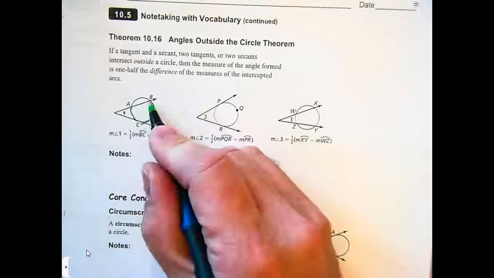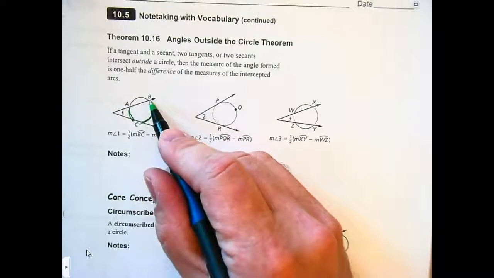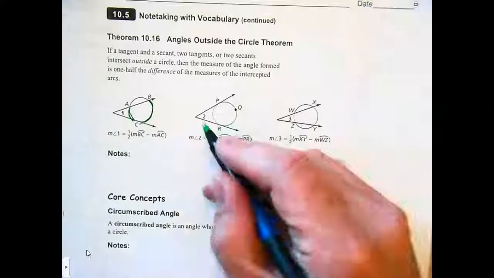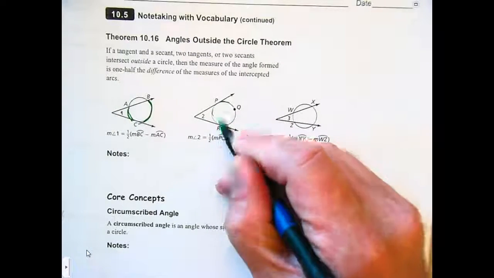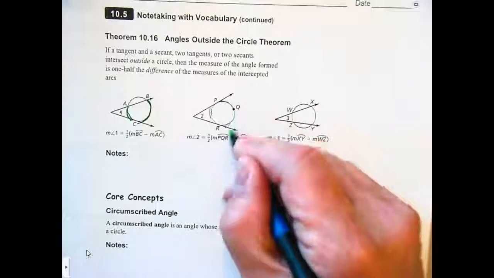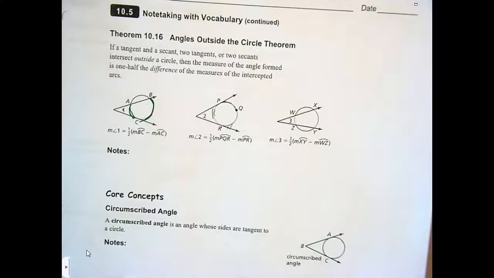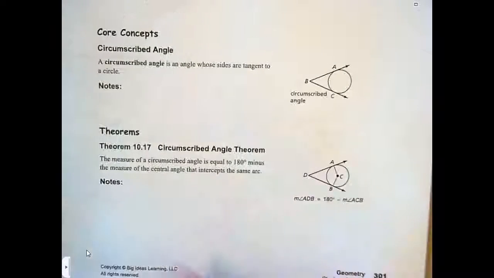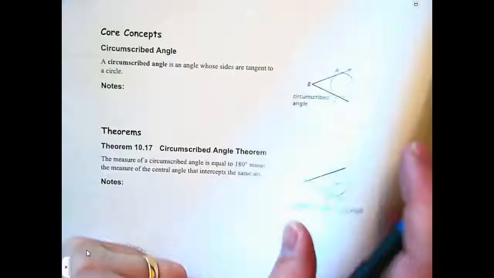Okay, and taking 1/2 of that. So angle 1 is equal to this arc minus that arc divided by 2, or 1/2 of this arc minus that arc. Angle 2 is equal to that arc minus that arc divided by 2, or 1/2 of the bigger arc minus the smaller. Same thing here. Okay? We have one vocab term there, circumscribed angle. Okay, an angle whose sides are tangent to the circle.